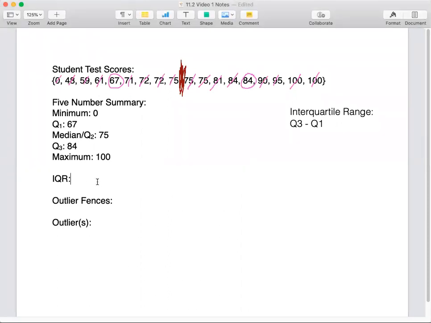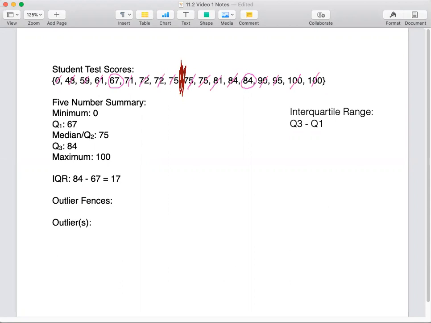And Q3 minus Q1 in this example is going to be 84 minus 67. And 84 minus 67 is 17. So 17 is our IQR, our interquartile range. It's just the difference between Q3 and Q1. So Q3 minus Q1 gives us 17.